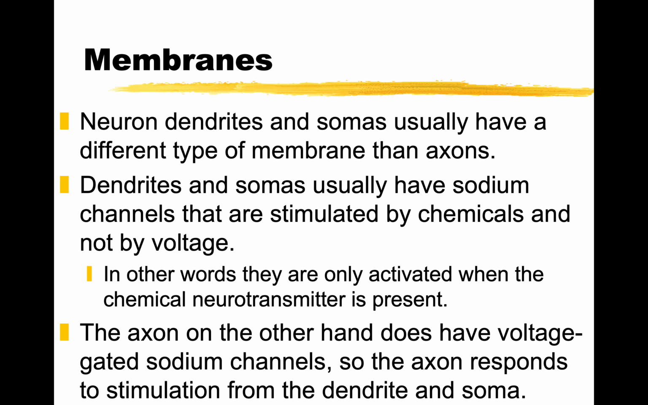Neuron dendrites and somas usually have a different type of membrane than axons. Dendrites and somas usually have sodium channels that are stimulated by chemicals and not by voltage. In other words, they are only activated when the chemical neurotransmitter is present. The axon, on the other hand, does have voltage-gated sodium channels, so the axon responds to stimulation from the dendrite and the soma.